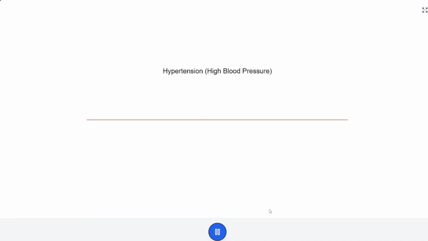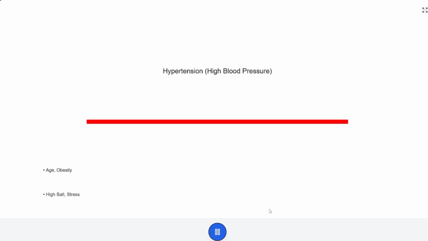Finally, let's briefly touch upon some major diseases and disorders associated with the circulatory system. One common condition is hypertension, or high blood pressure. It can be caused by factors like age, obesity, high salt consumption, stress, and certain medical conditions.